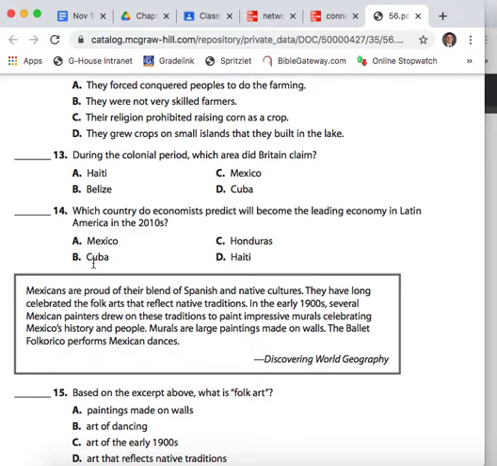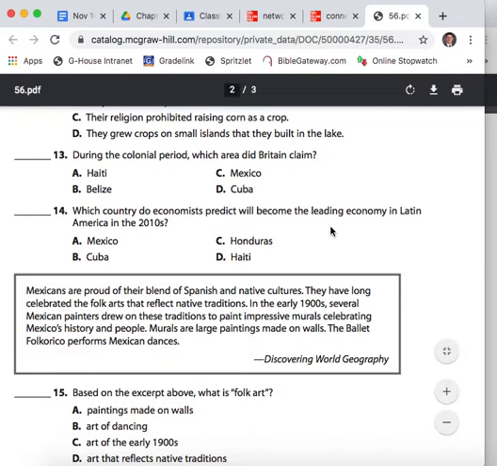14, which country do economists predict will become the leading economy in Latin America in the 2010s? Mexico, Cuba, Honduras, Haiti. We have already learned that Mexico has an up-and-coming economy. We've learned that Cuba is struggling because of communism. We didn't talk much about Honduras in terms of its economy, and we talked about some of the issues politically with Haiti and their usage of resources, or the overusage of resources, and the overall poverty in their country. So A is going to be the most beneficial in that form.